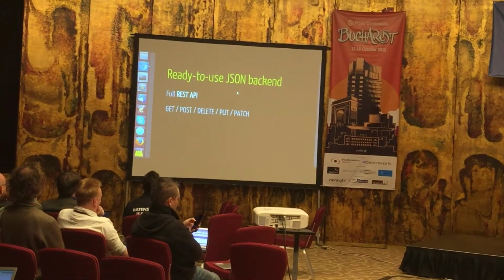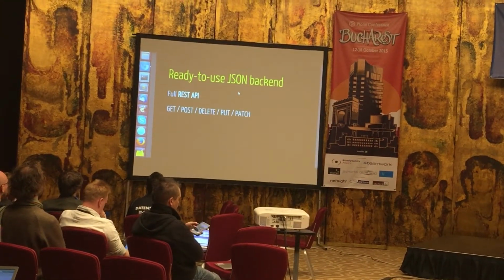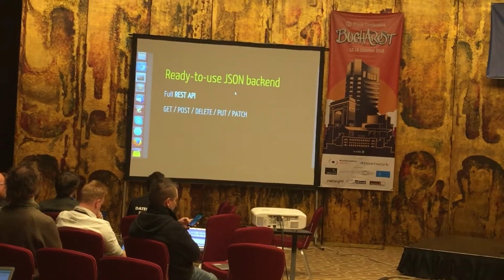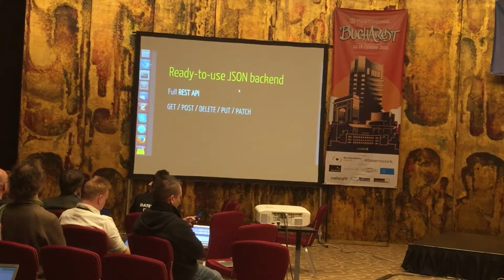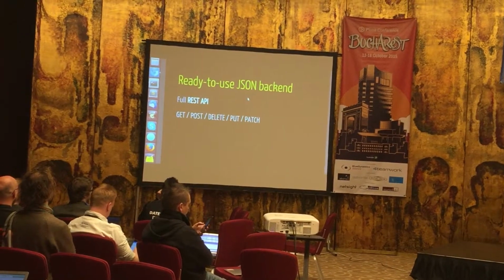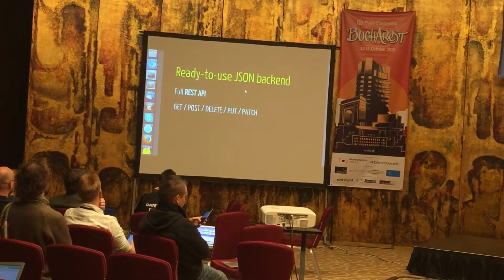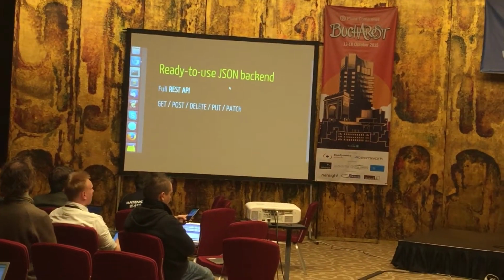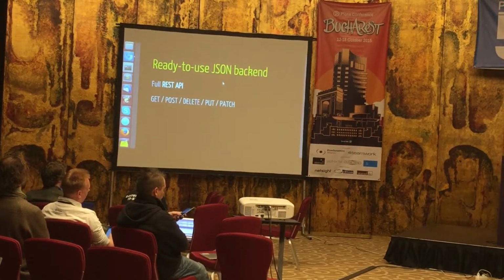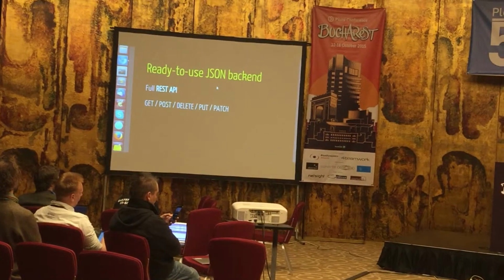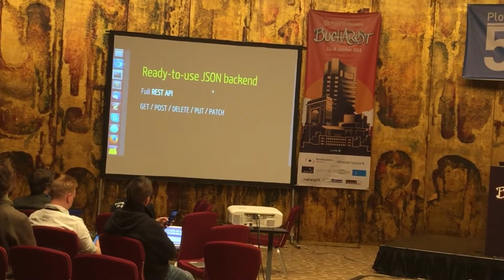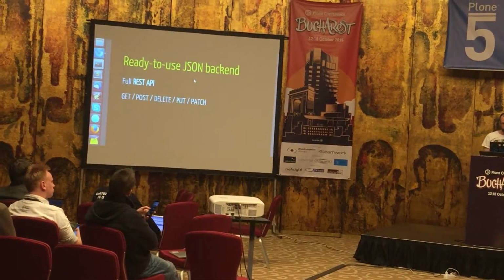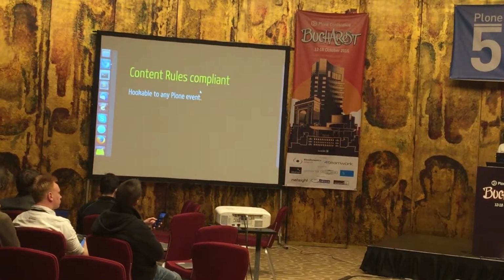It does include a ready-to-use JSON backend, okay, with all the regular REST API verbs like get, post, delete, put, patch, etc. So you can also use Rapido as a backend for a small JavaScript application you're building with Angular or Backbone or whatever. It's going to be really easy to set up. You don't need to create a specific content type for that. You don't need Plone API, Plone RESTful API. You don't need this kind of stuff. You just set up your application through the theming editor and it's done.